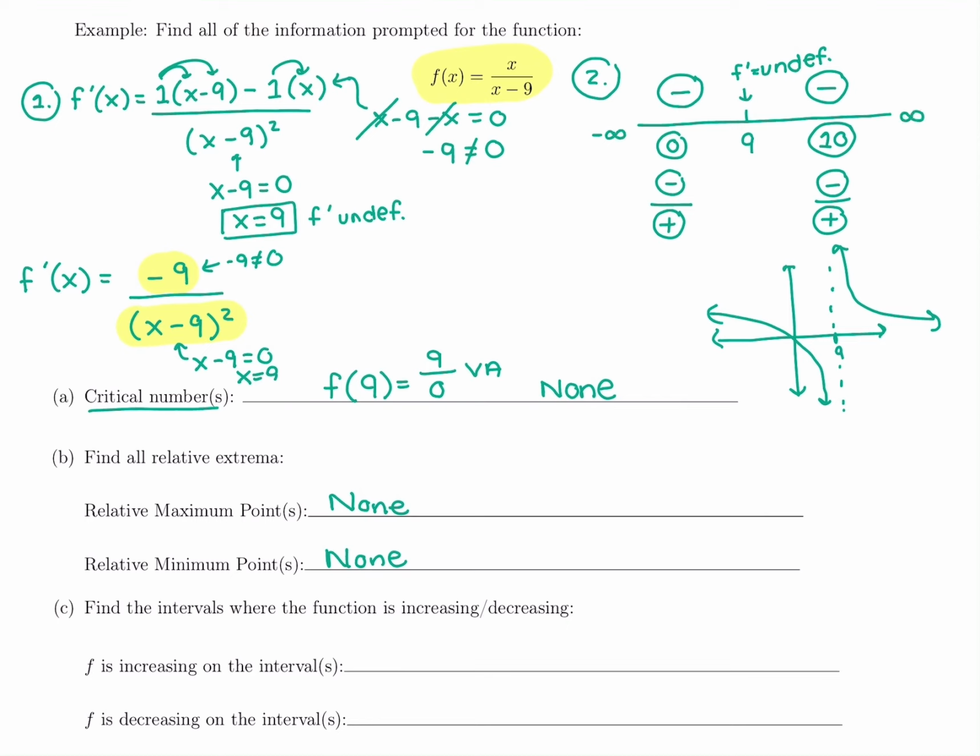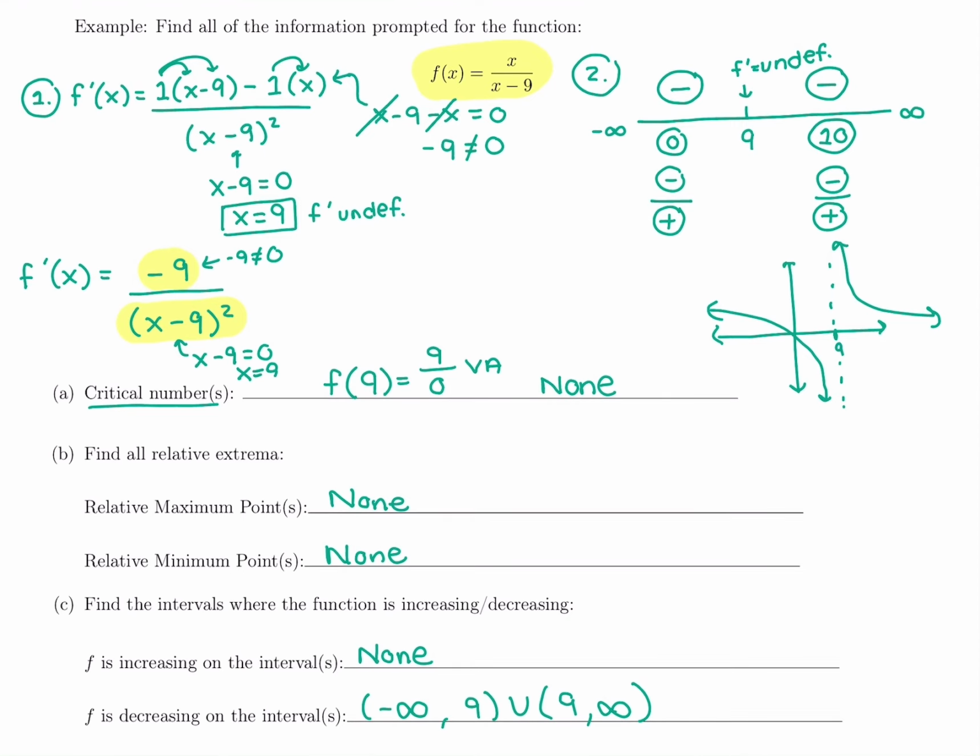So if we think in terms of negative infinity to positive infinity, we're going to write these intervals. It is increasing nowhere. There's no increasing intervals, but it is decreasing from negative infinity, not to positive infinity. It's going to stop at 9 because it has an undefined derivative. Negative infinity to 9 and 9 to infinity. Before and after 9, the function is decreasing.